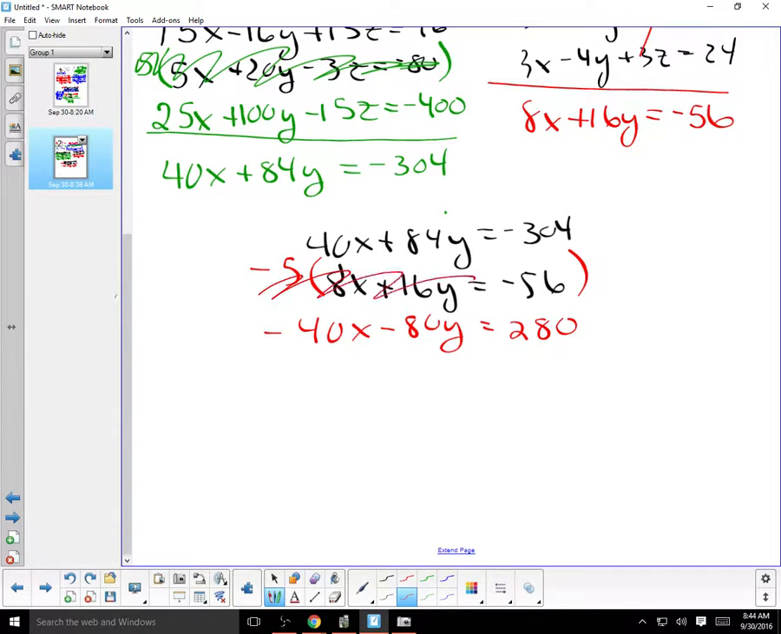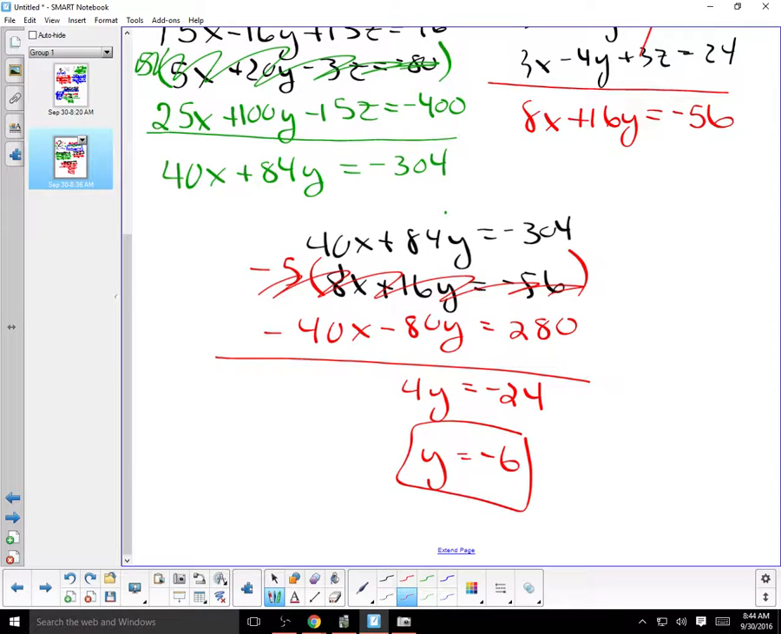All right, cool. So we're done with this one. Let's combine them. 40x minus 40x is gone. That's what we want to happen. I'm going to get 4y here. And then on this side, I'm going to get negative 24. Which means y is... I got this one.